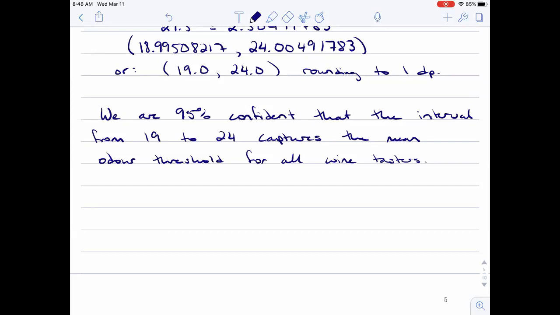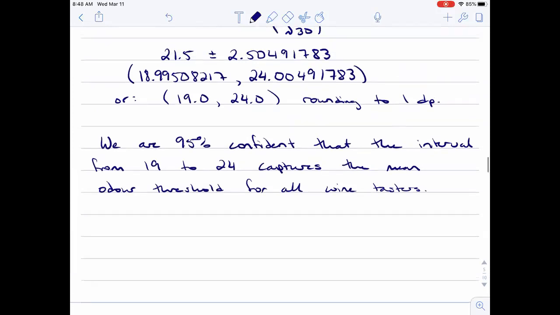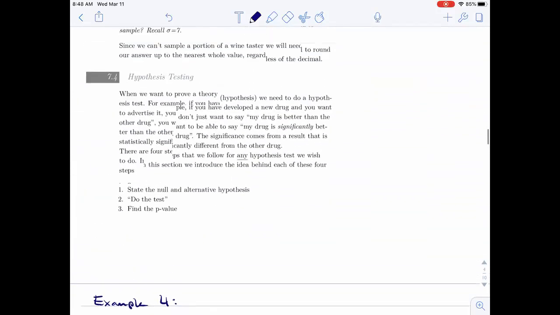I'll leave it to you to decide which part of this problem you like best. You'll have to do both still. Do the calculation and the interpretation. Okay. All right.